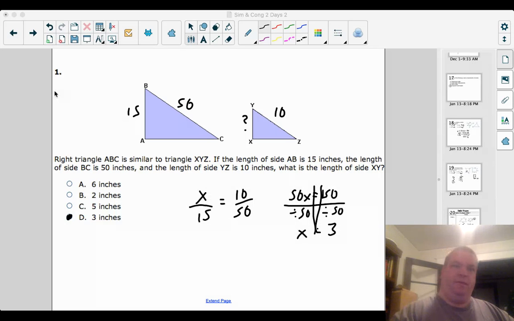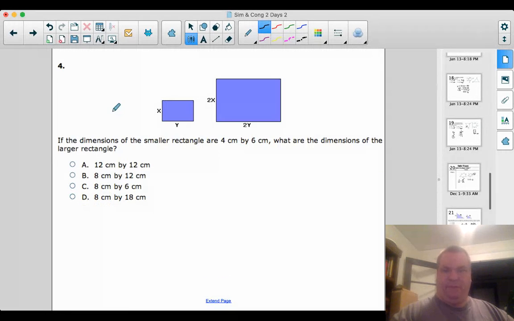All right, hopefully you got D for your answer. 3 inches is correct. So there's a proportion I set up: X to 15 equals 10 to 50. You might have noticed this is just 5 times bigger than this, which means this 15 is 5 times bigger than this, which would make that 3. All right, let's try another one.